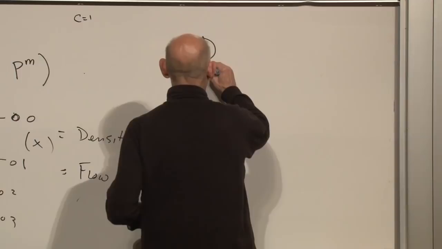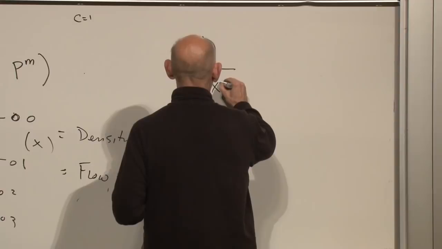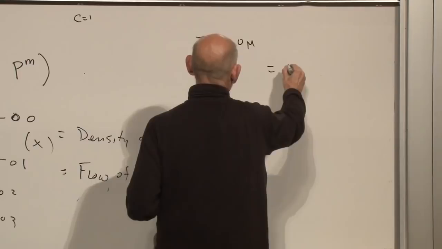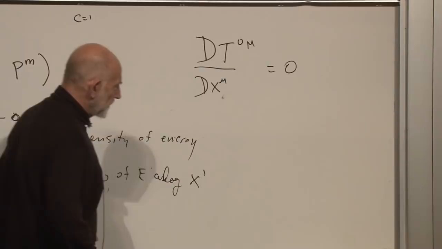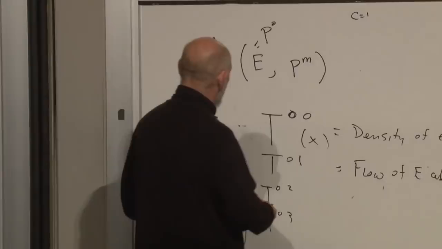with respect to x mu of T naught mu is equal to 0. This is the analogous continuity equation for energy. But everything that I said about energy, we could now say for any one of the components of the momentum. So let's go to the components of the momentum now.